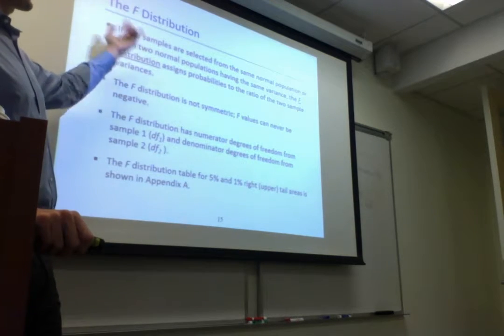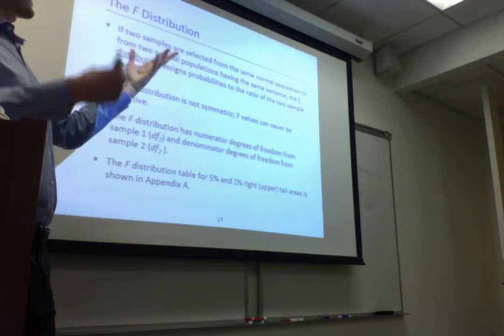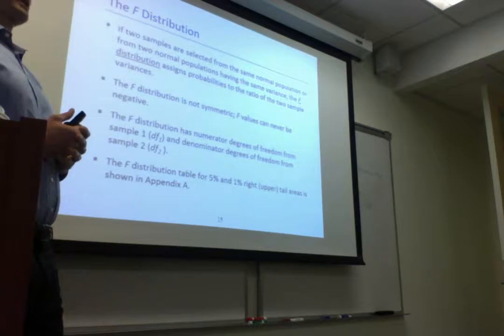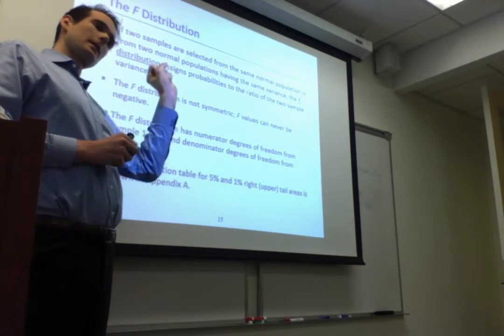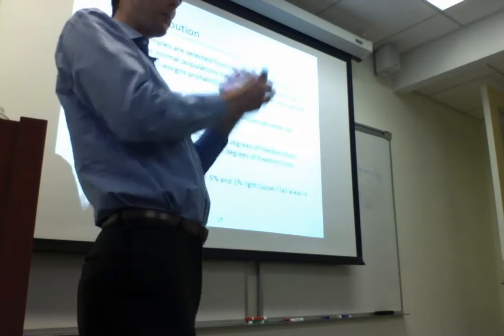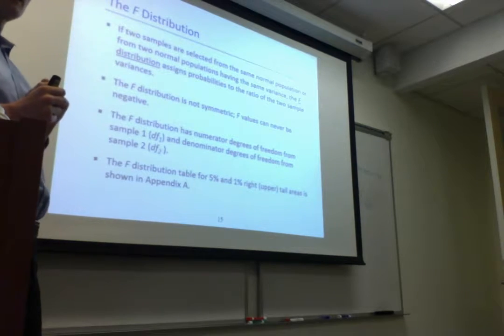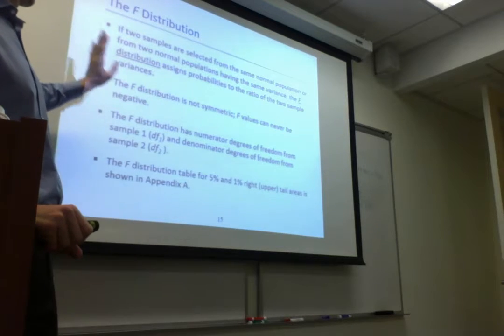If 2 samples are selected from the same normal population, or from 2 populations having the same variance, the F distribution describes the probability of the 2 sample variances. So the question is, are they the same? Is the mean square regression from the same population as the mean square error? If they are, then they're going to be roughly the same. If they're significantly different, then we've got a useful relationship.